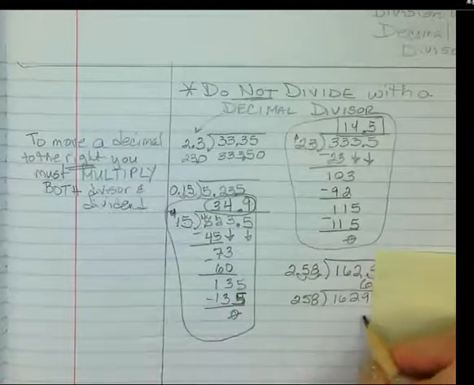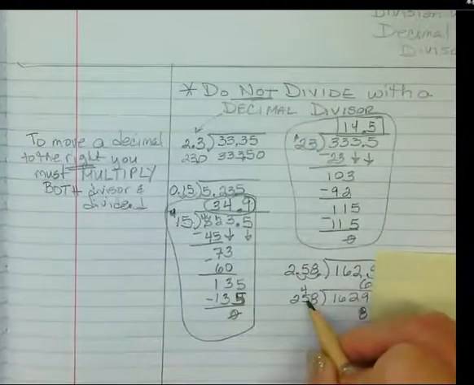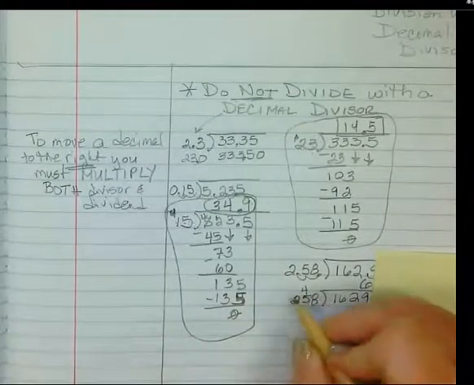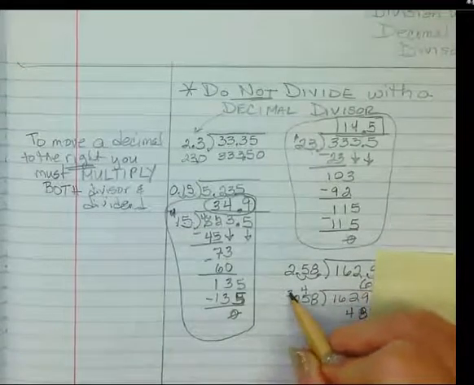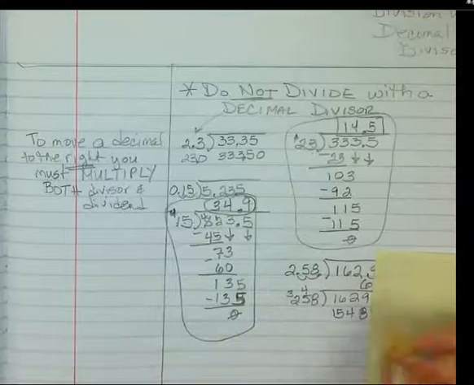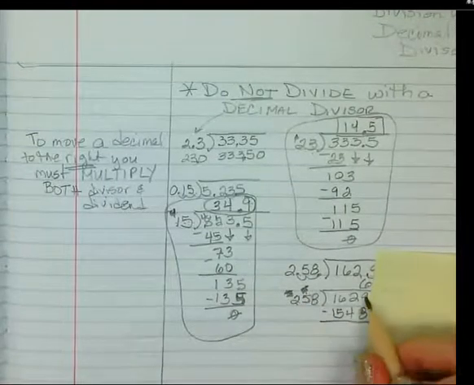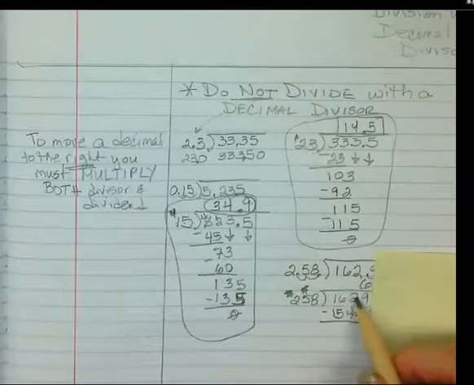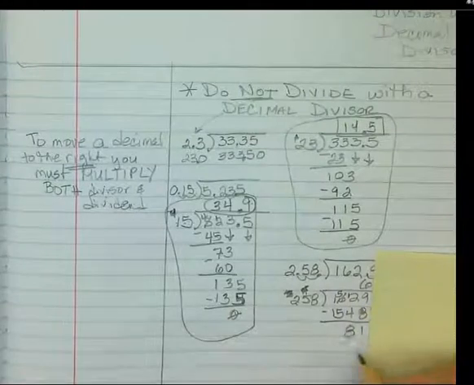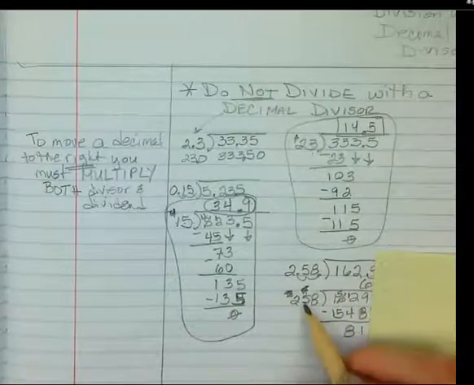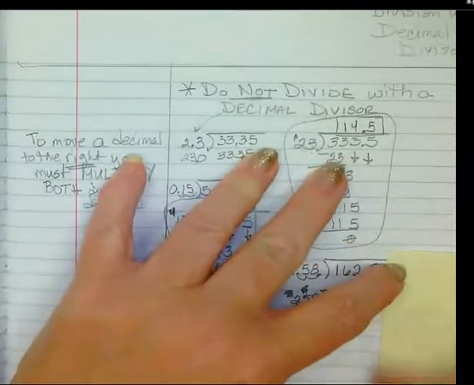So 6 times 8 is 48. Carry the 4. 6 times 5 is 30, plus 4 is 34, so carry the 3. 6 times 2 is 12, 13, 14, 15. Oh, look at that. Yes, now I'm going to scribble out my 3 and 4 so I don't get them messed up. We're going to subtract. 9 minus 8 is 1. 2, we have to go borrow. 12 minus 4 is 8. So we're left with 81, which is less than 258, so we can take another nibble.